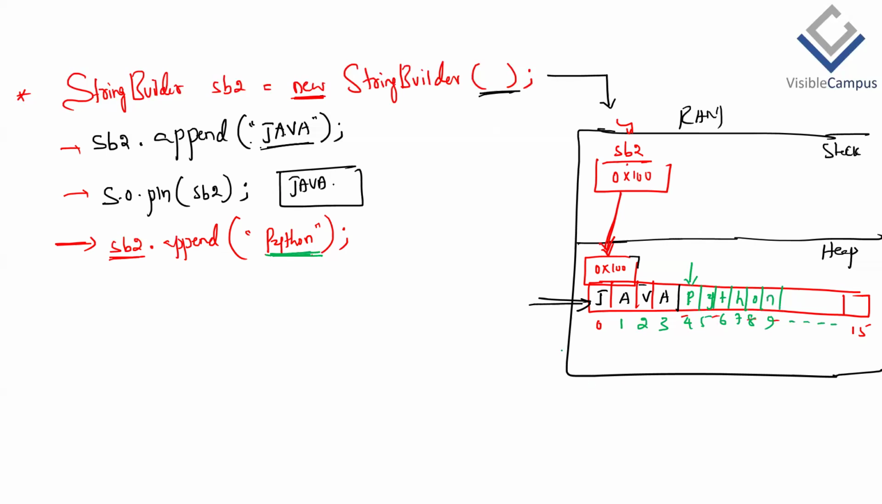Then something else is also available. So where is that added? In the same heap location. That's the meaning of StringBuilder objects being mutable. Then after this, if you just try to print it, we'll get the output as Java, then Python. However, the way we type the spelling, the same way it will be added. This is the output.